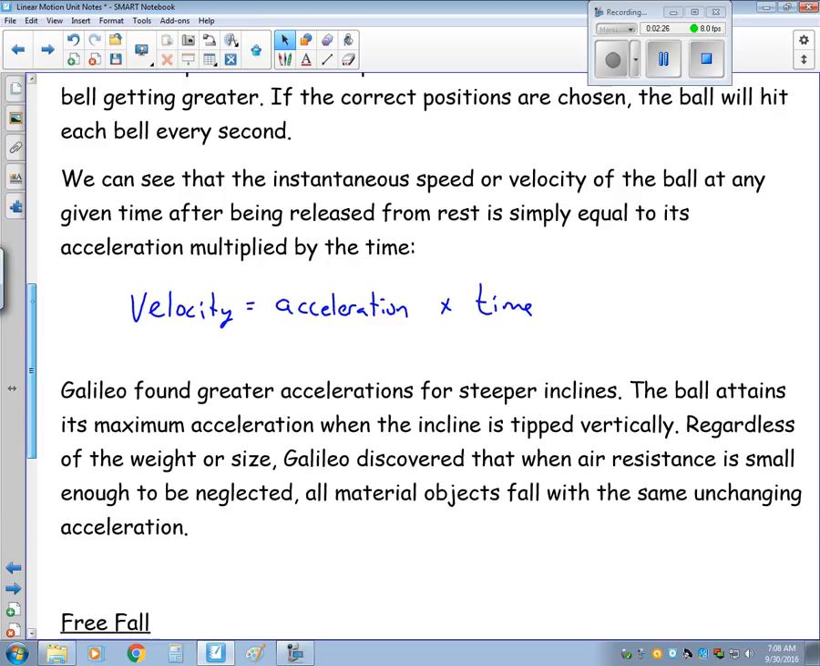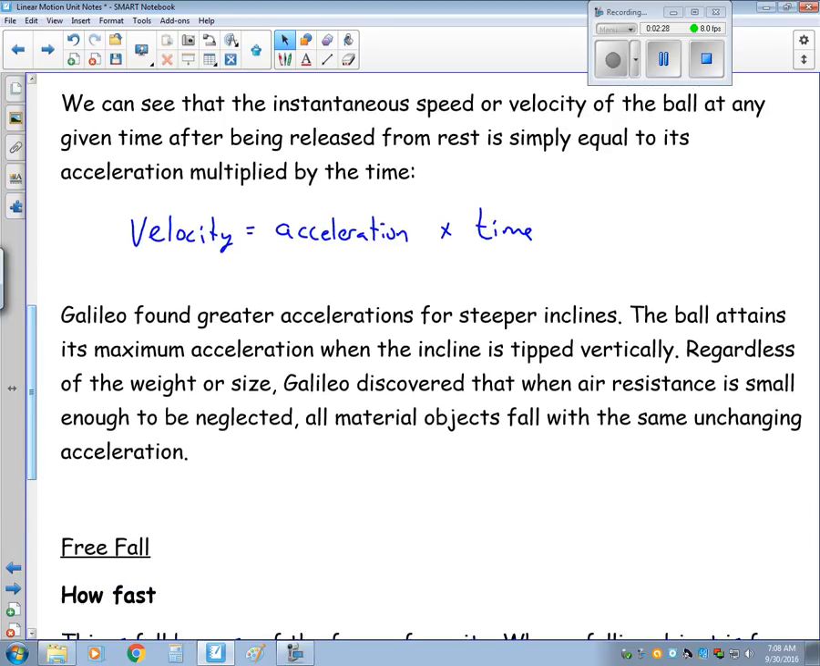So Galileo found that he would get greater accelerations for steeper inclines. And that the ball would attain its maximum acceleration when the incline was tipped vertically, regardless of the weight or size. So Galileo discovered that when air resistance is small, so that we can ignore it, all materials will fall at the same unchanging acceleration. So that leads us into free fall.